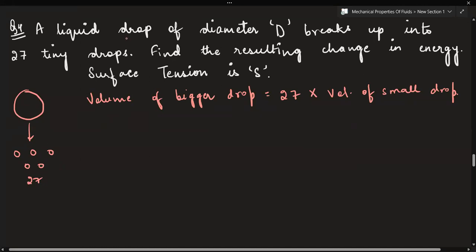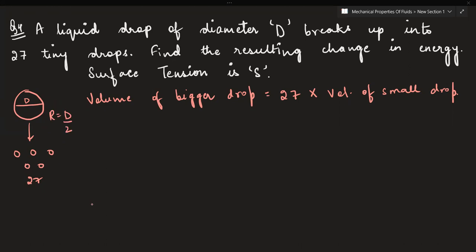And the diameter is given, d. So what should be the radius? If diameter is d, what should be the radius? D by 2. Radius of the bigger drop is d by 2. Now tell me. Okay, Aisha, you tell me, what is the volume of the bigger drop? Radius is d by 2.